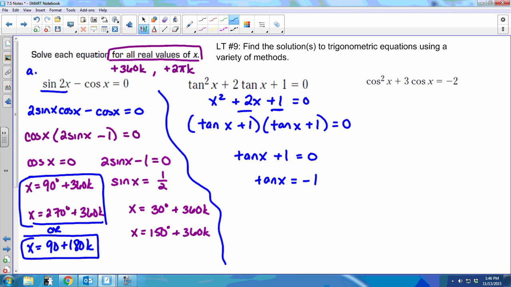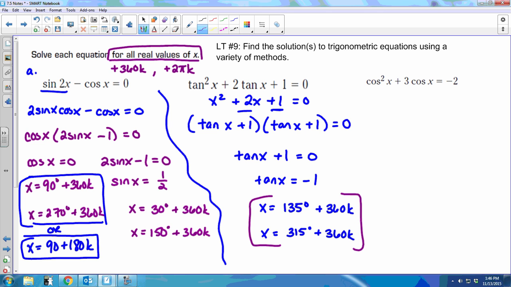So tangent x equals negative 1. So tangent x is negative 1 on the unit circle at 135 degrees and at 315 degrees. So again, plus 360K. Or, again, in this case, they're repeating every half of the circle, 1/2 rotation. So you could write x equals 135 plus 180K. Doesn't hurt to write them separately, though.